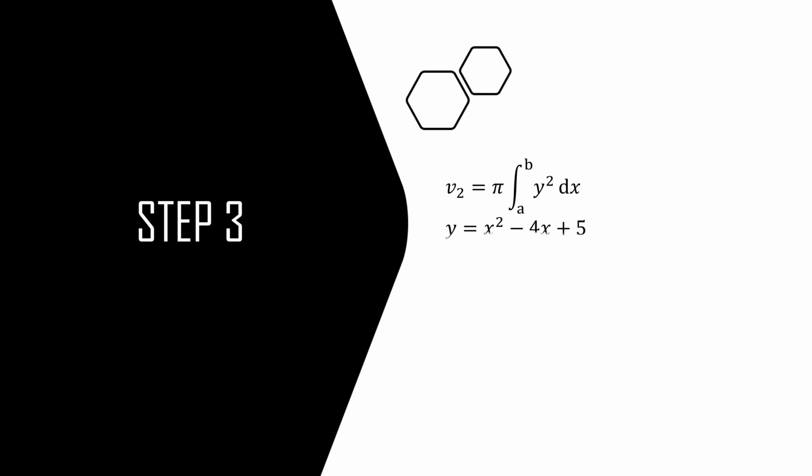Now that we've obtained our V1, we can get our V2 as well using the same method, which is the formula pi integral b to a of y squared dx. Now just like V1, we should get the y squared for this equation, so y equals x squared minus 4x plus 5. Once we've squared this equation, we obtain y squared equals x to the power of 4 minus 8x cubed plus 26x squared minus 40x plus 25.